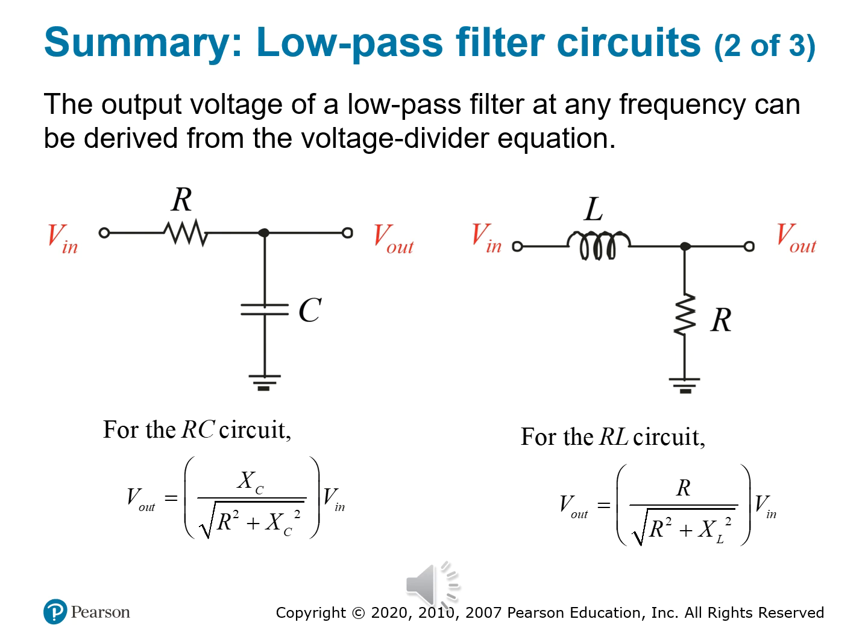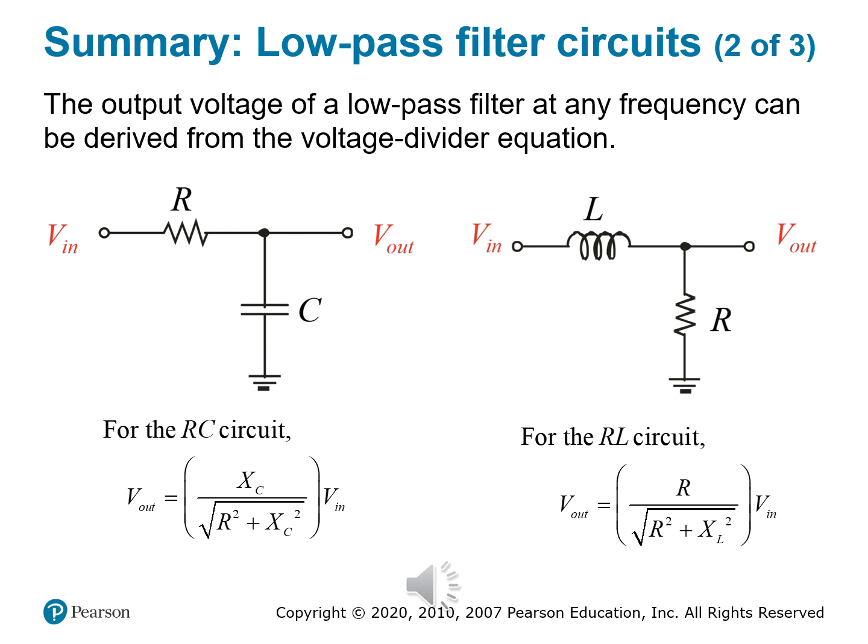If we look at the RC low-pass filter, we use the formula V out is equal to X sub C divided by the square root of R squared plus X sub C squared, all times voltage in. Here X sub C is the capacitive reactance. And again, as frequency increases, X sub C decreases. This pulls down the output. So that's your classic roll-off behavior.